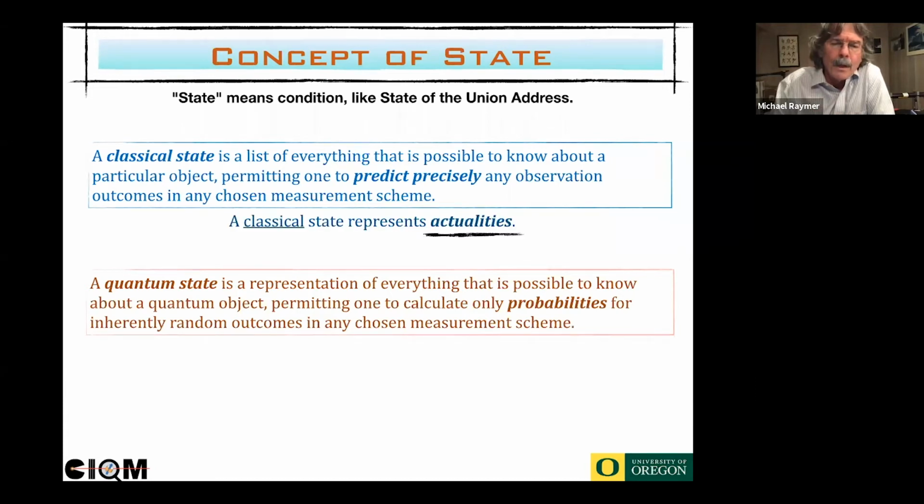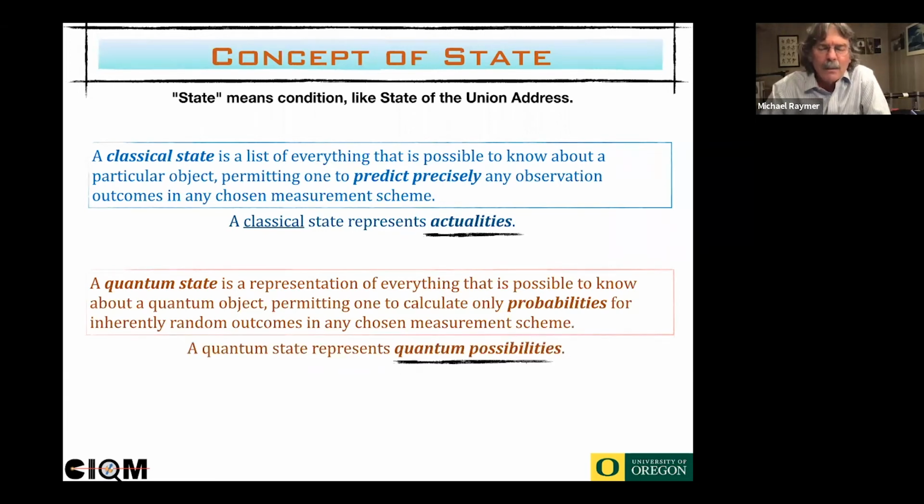Okay. So a classical state represents actualities. It's describing exactly and actually how the world is. Whereas a quantum state doesn't represent actualities. It represents what Heisenberg back in the old days used to call quantum possibilities. But we no longer use that word in physics research. We have other words for it, but I like the term possibilities because it's not the same as a probability.